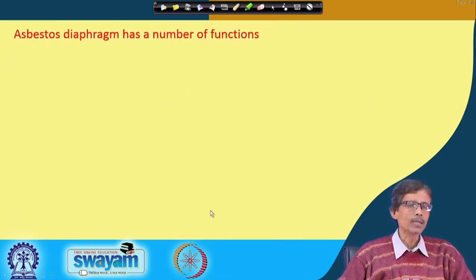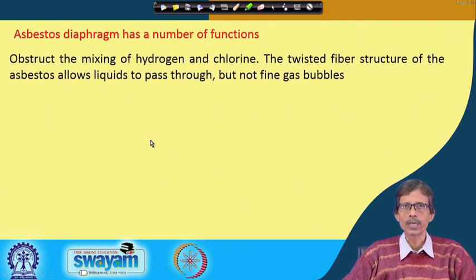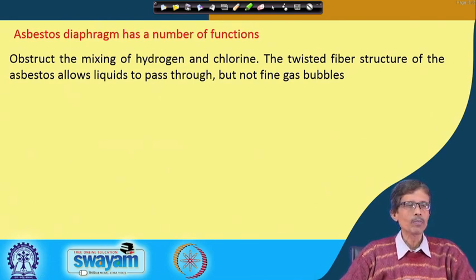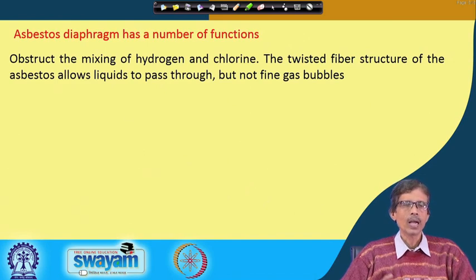Then this asbestos diaphragm has a number of functions. Why are we using this asbestos diaphragm? That is why you get the corresponding diaphragm cell. The asbestos diaphragm is inhibiting the mixing of hydrogen and chlorine, H2 and Cl2 gas. The twisted fiber structure, because you know how asbestos fibers look, allows liquids to pass through. So, basically the asbestos fiber functions as a shield, and it only allows the solution which contains either sodium ion or the hydroxide ion.